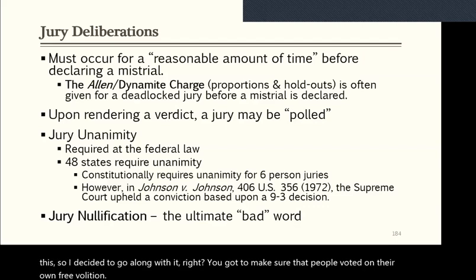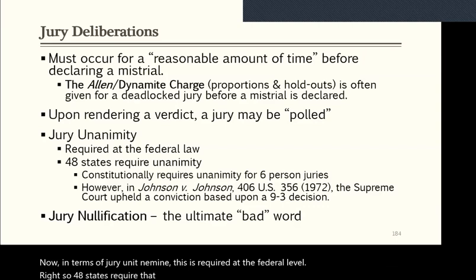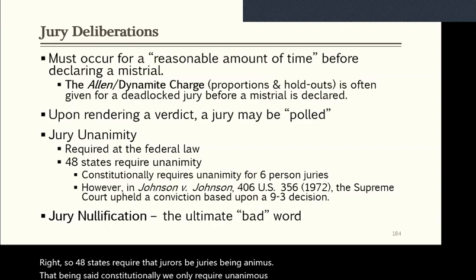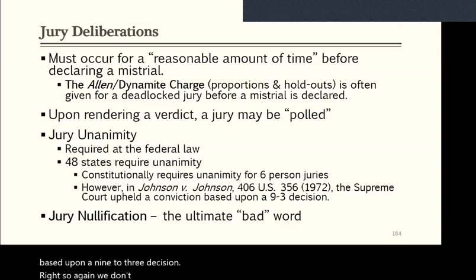Now, in terms of jury unanimity, 48 states require that juries be unanimous. That being said, constitutionally, we only require unanimous juries for juries of 6 persons. In Johnson v. Johnson, a 1972 case, the Supreme Court upheld a conviction based upon a 9-3 decision, right? So again, we don't require unanimity unless we have a 6-person jury.